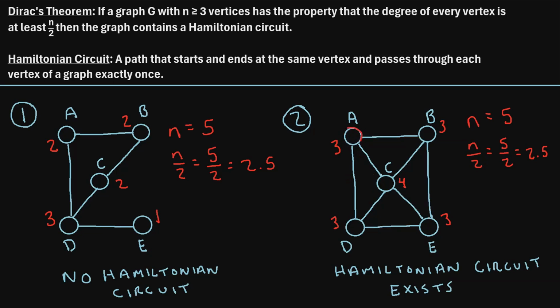So another one could be start at vertex A, then travel to B, then C, then E, D, and back to A. So that's another example of a Hamiltonian circuit. So those were just 2 quick examples of how to use Dirac's theorem to determine if a graph has a Hamiltonian circuit or not.